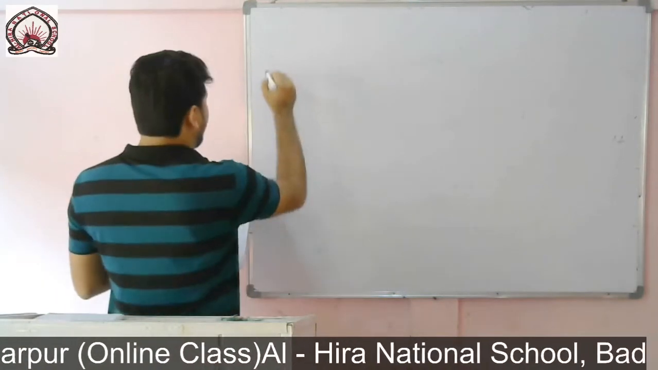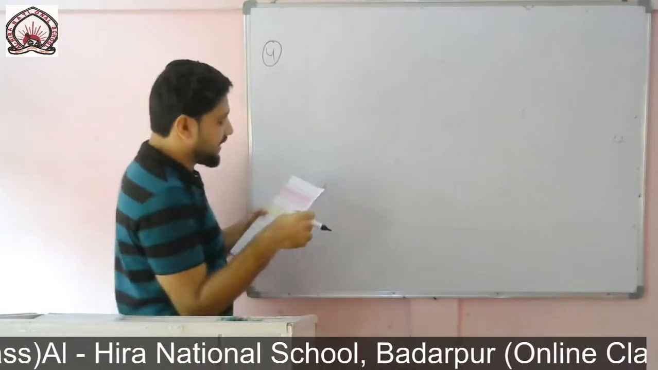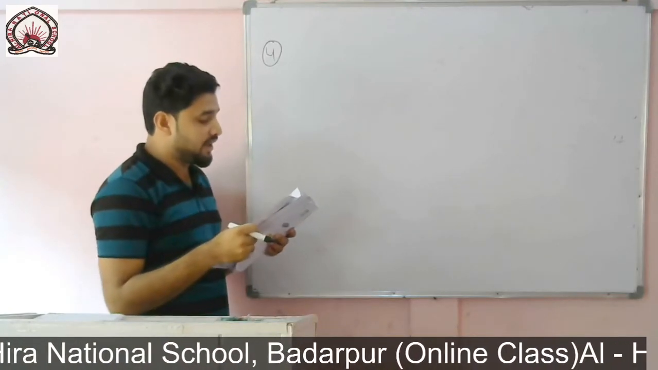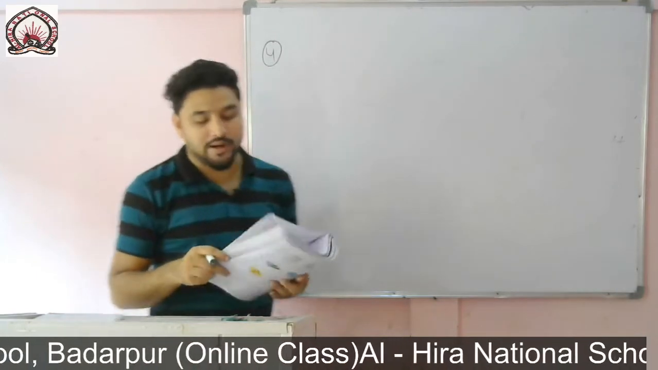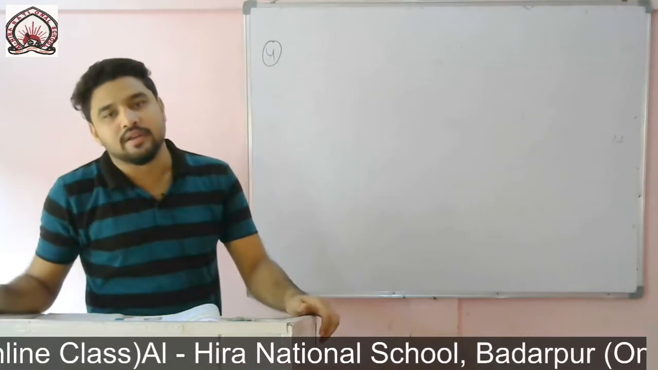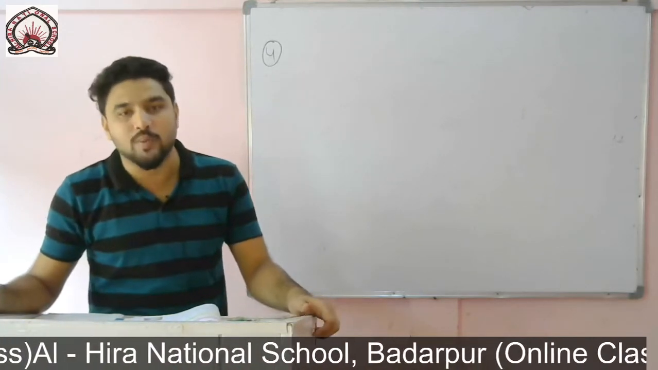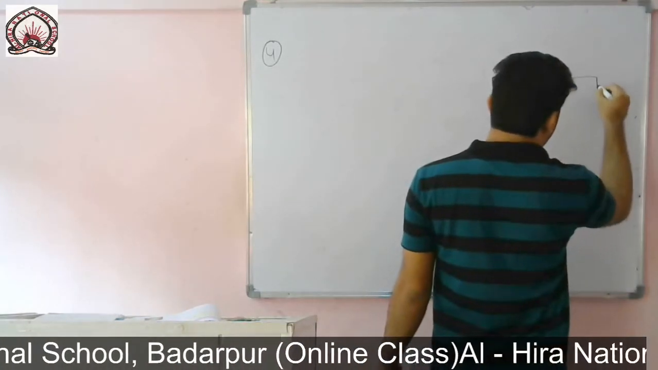You see question number 4, match the volume of each cube with its edge. A cube means what? A cube has all the 6 faces equal. We can say that this is a cube.